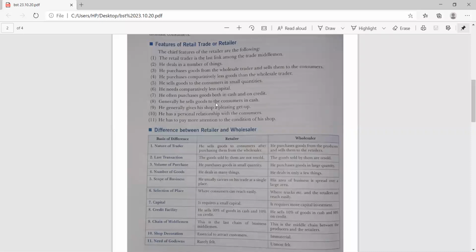Generally, he sells the goods to the consumer in cash. He generally gives his shop a pleasing getup. Yes, no doubt you have seen on the retail shops, the display is very good. The presentation is so fine that the customer gets attracted to the articles displayed there.